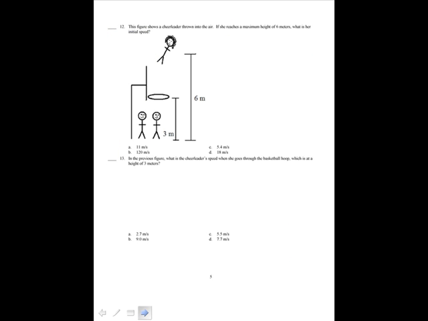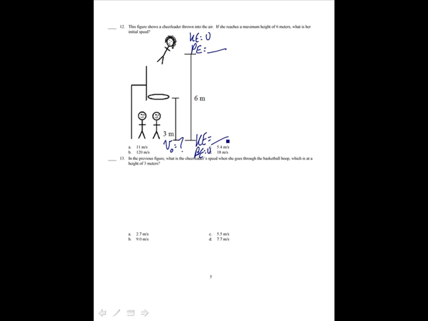This figure shows a cheerleader thrown up into the air. She reaches a maximum height of 6 meters. What is her initial speed? So we want to know what is her speed down here at the bottom. She only has kinetic energy at the bottom because the potential energy is equal to 0, and up at the top her kinetic energy is equal to 0, so she only has potential energy.